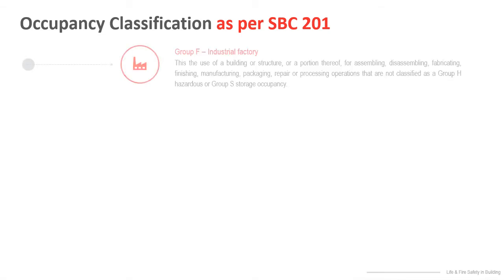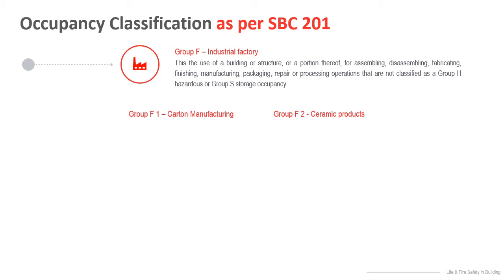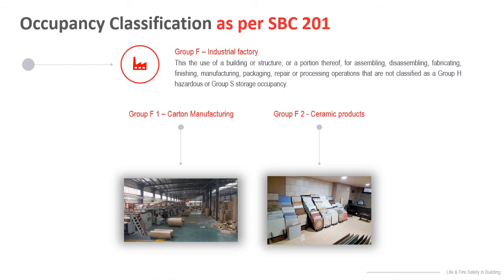Another occupancy classification listed in Saudi Building Code 201 is Group F, industry or factory. This is the use of a building or structure or a portion thereof for assembling, disassembling, fabricating, finishing, manufacturing, packaging, repair, or a processing operation that is not classified as Group H, hazardous, or Group S, storage occupancy. We have two categories of Group F. Group F1 is for high hazard occupancies and Group F2 for low hazard occupancies. An example of Group F1 is carton manufacturing. An example of Group F2 is ceramic products.